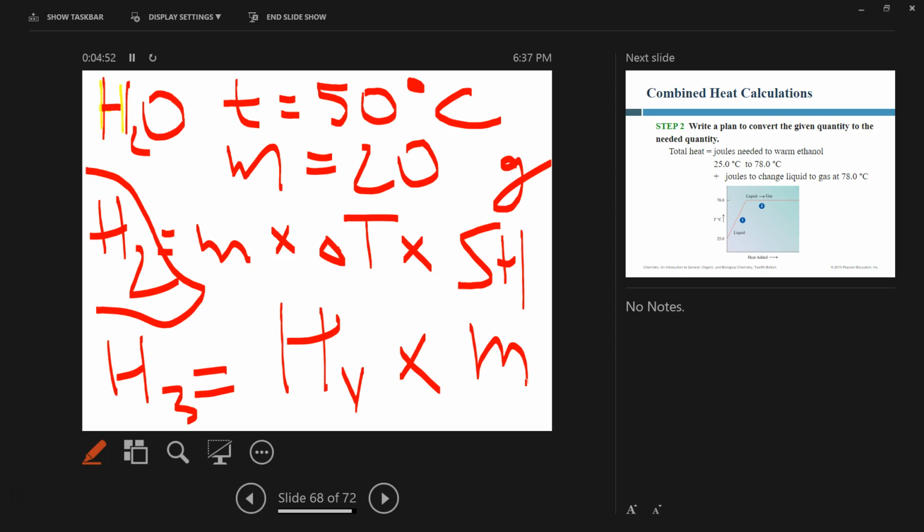Let's go over it one more time. So what is the specific heat? Specific heat is the number that tells how much energy you need to heat up 1 gram of water by 1 degree Celsius. So specific heat for water is going to be 4.184 joules per gram per Celsius. Yeah, you will get all the numbers.